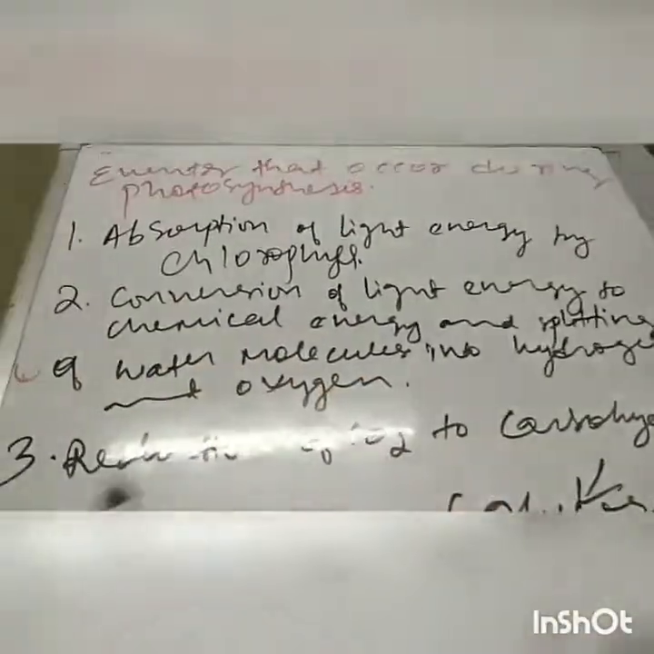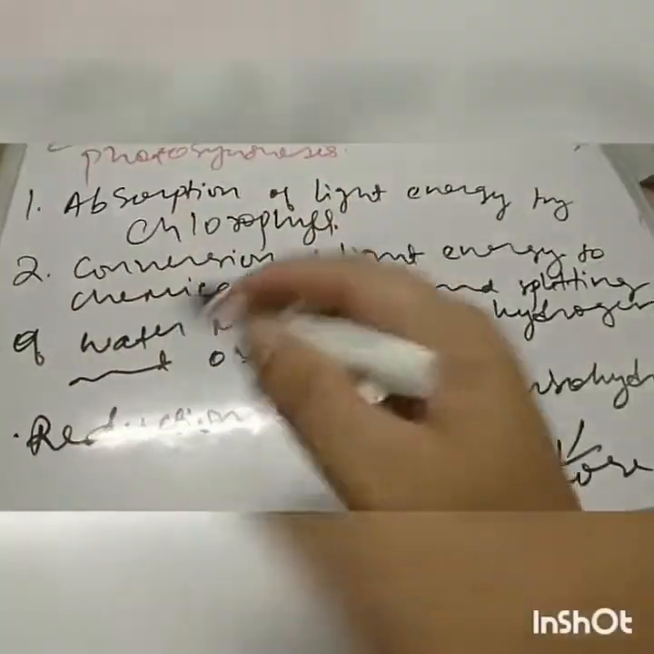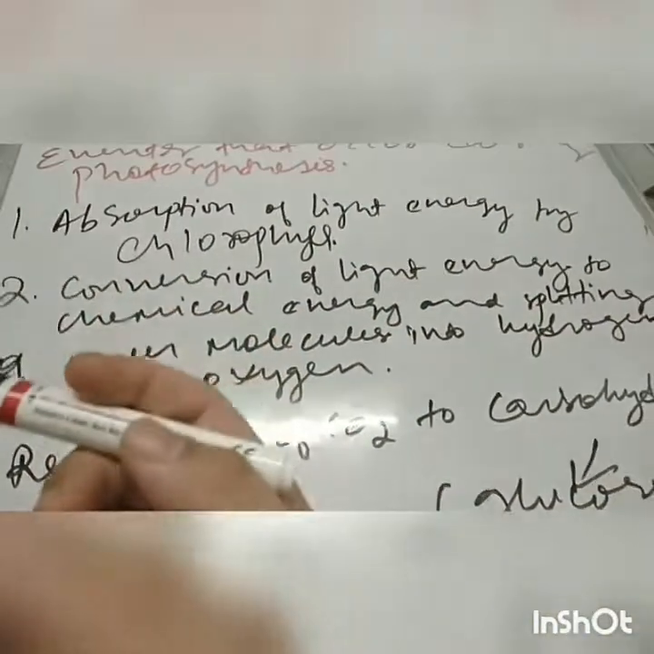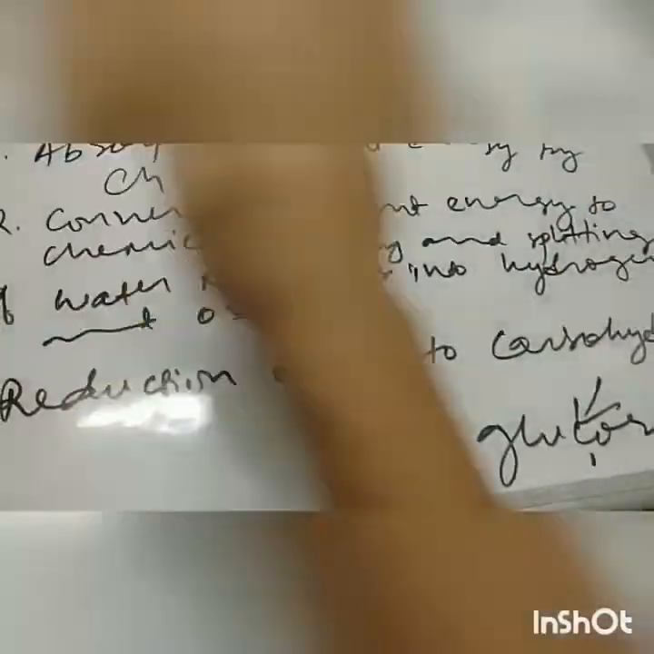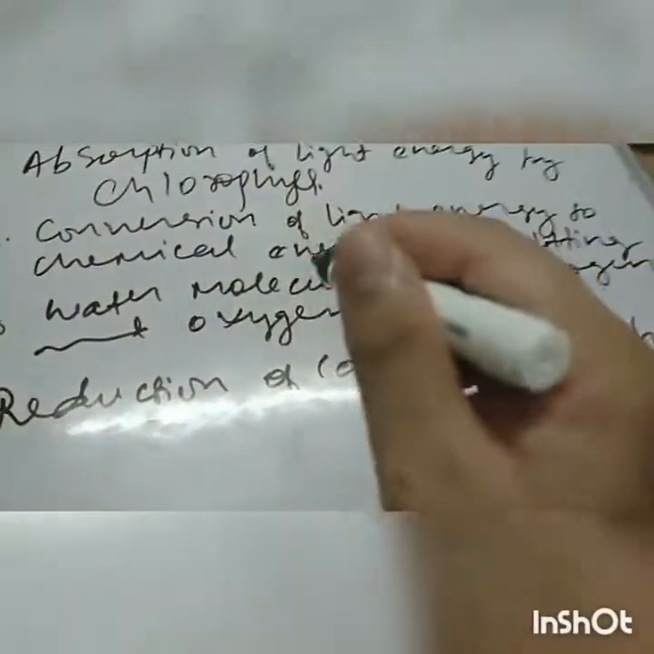So these three events that take place during photosynthesis are very important. If you are asked about photosynthesis, you write down the definition and the chemical formula of photosynthesis along with these events. If you mention these three events, then the examiner will give you good marks.